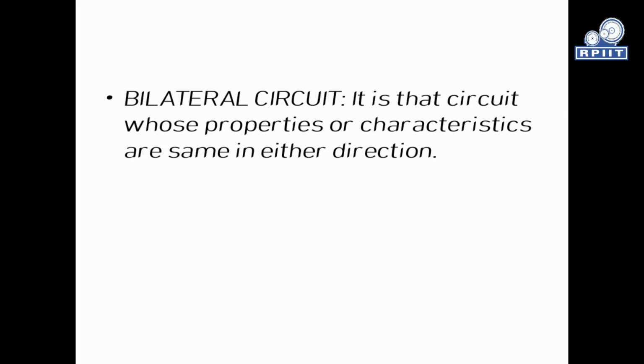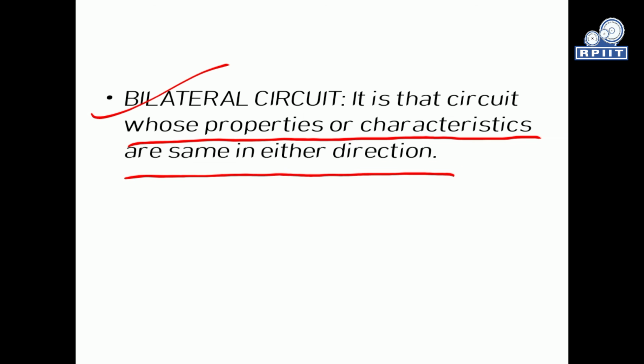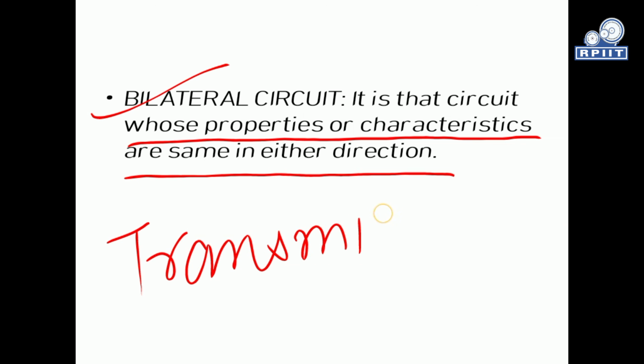Now next one is bilateral circuits. A bilateral circuit is a circuit whose properties or characteristics are the same in either direction. For example, the transmission line. The transmission line is an example of a bilateral circuit.